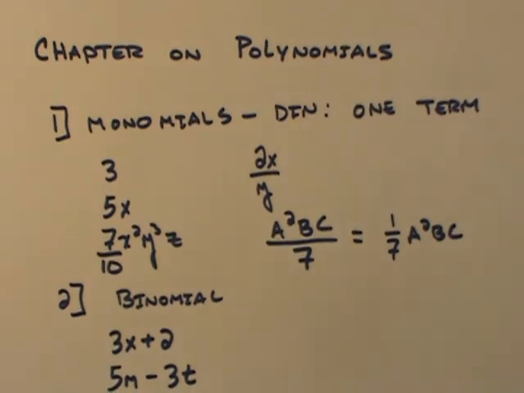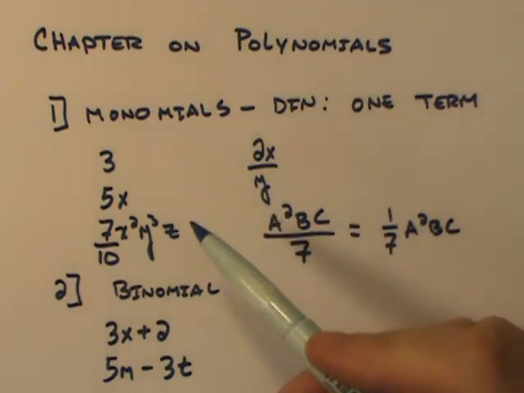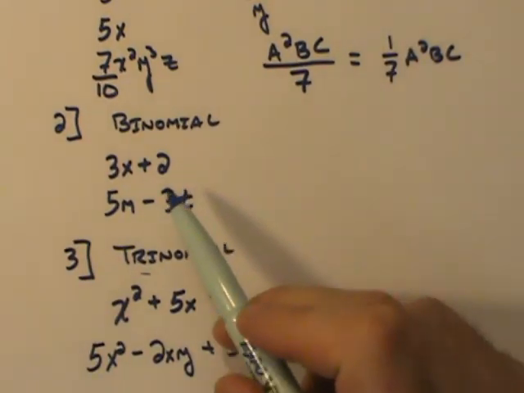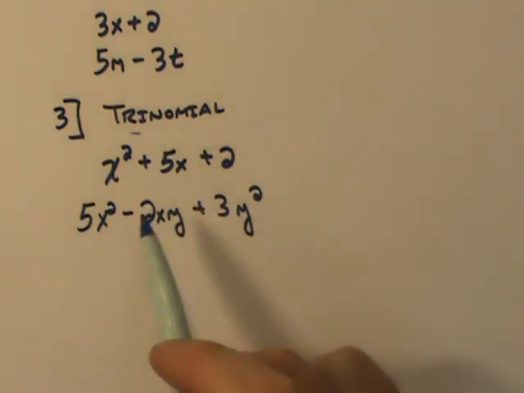That's our introduction for the vocabulary on the chapter of polynomials. Monomial means one term. Binomial means 2. Trinomial means 3.